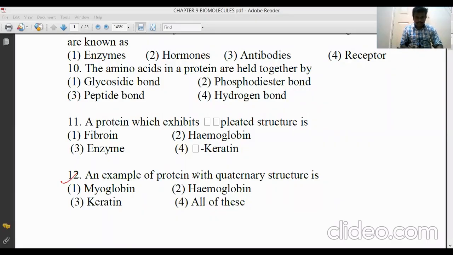Next bit, an example of a protein with quaternary structure. The options are myoglobin, hemoglobin, keratin. Already we have seen myoglobin is a protein with tertiary structure; a protein at the tertiary structure acts as myoglobin. Hemoglobin is quaternary structure; at quaternary structure, protein acts as hemoglobin. Keratin is secondary structure. So an example of a protein with quaternary structure is hemoglobin.